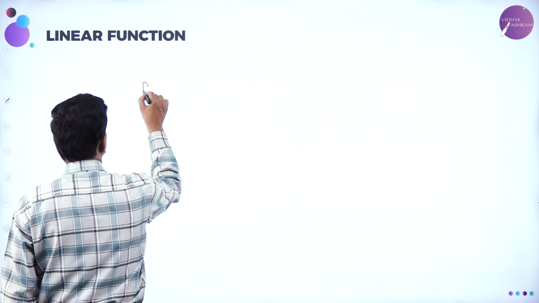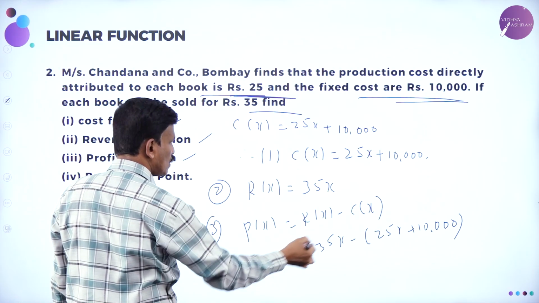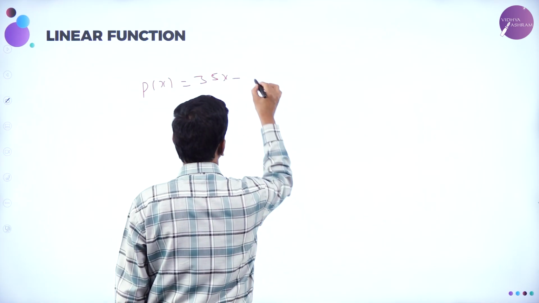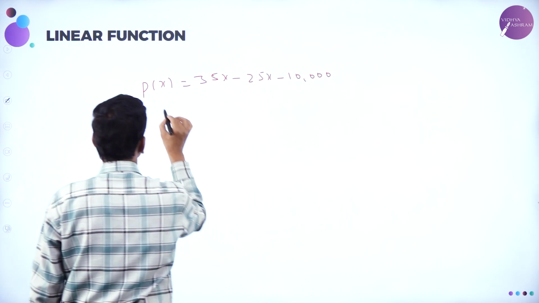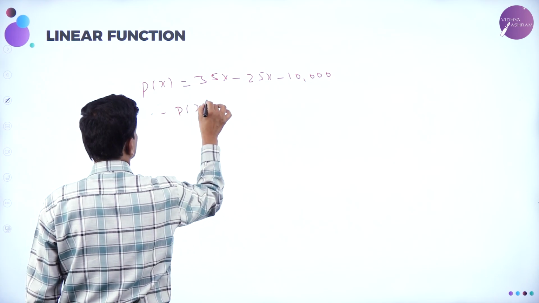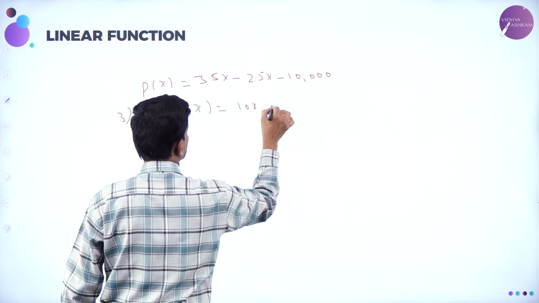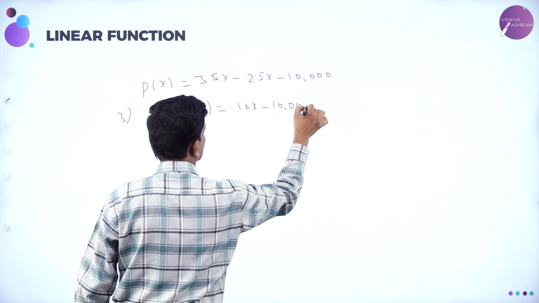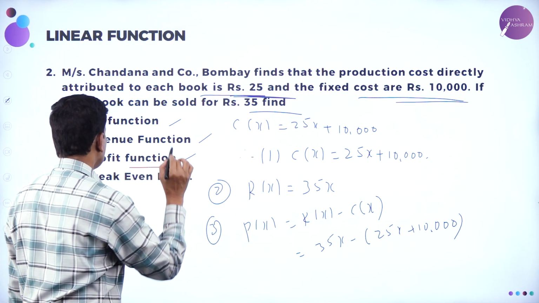So, therefore, P of x is equal to 35x minus, multiplying by the negative sign, minus into plus, it is minus 25x minus 10,000. So therefore, the third answer is P of x is equal to 35 minus 25, that is 10x minus 10,000. This is the P of x, that is nothing but the profit function.